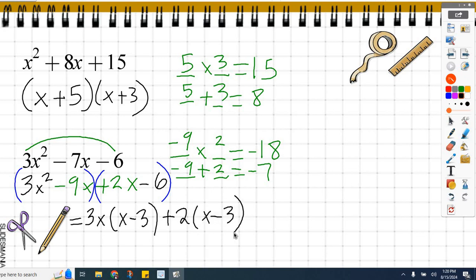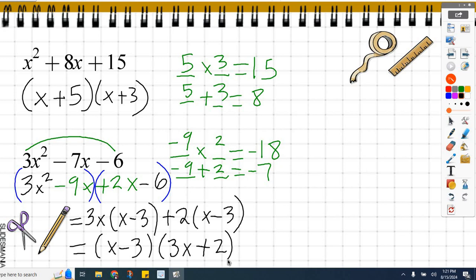Couldn't you take out -2, but it'd be more complicated? You could take out a -2, but the problem is that we need our two parentheses to match up. So if I took out a -2, we would also need to take out a -3 here in order for our two parentheses to match. Does that make sense? So now, what do they have in common? X minus 3. Yeah, so now we can factor that out. And what are we left with? x minus 3 times 3x plus 2.